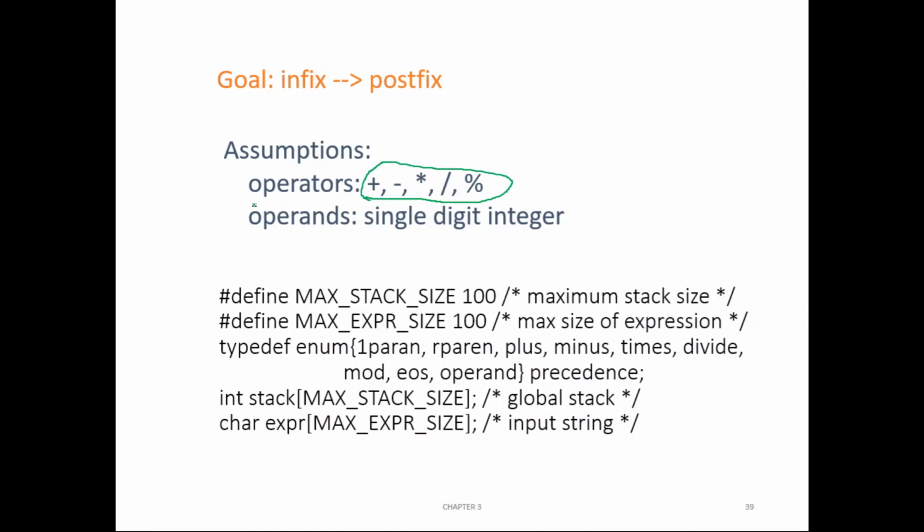Whatever expression we give as input in the postfix notation will hold only these operators: plus, minus, star, slash and modulo operator. Also the operands will be single digit numbers, not double digit numbers, because we are going to read the expression as characters. If it is a double digit number, say 23 plus 52, then first you will read 2 as a character, then you will read 3 as a character, then somehow you have to convert these to 23.